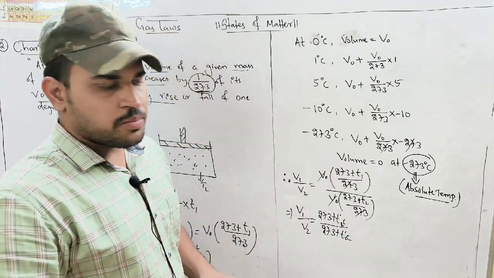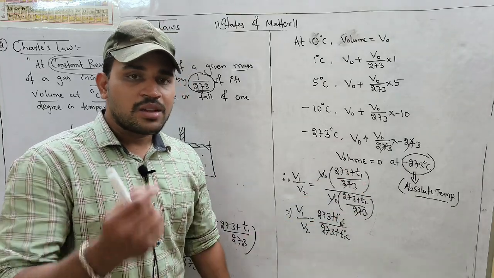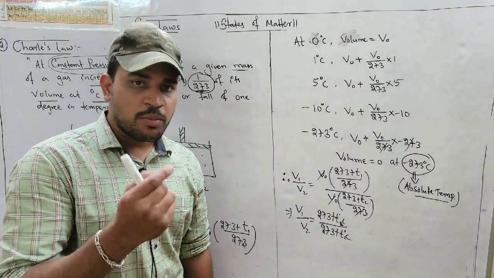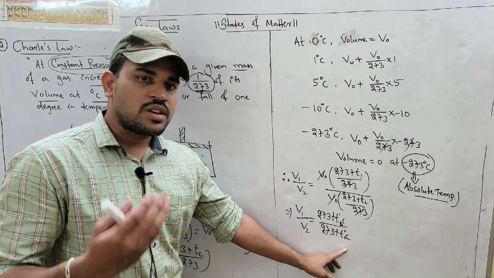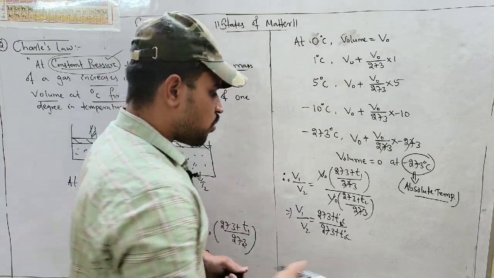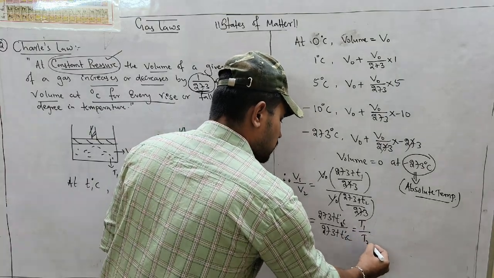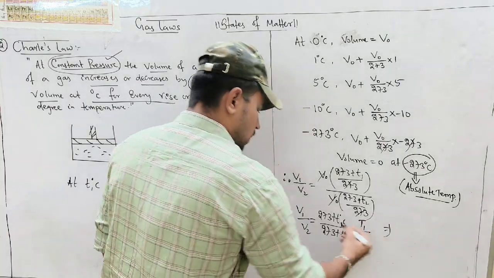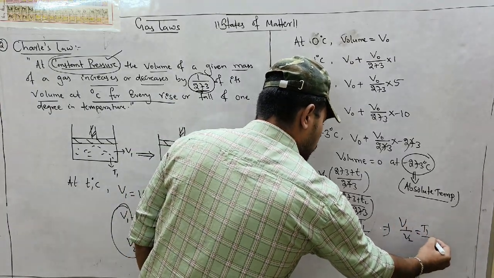We know that 273 plus the temperature in degrees centigrade is called the temperature in Kelvin. Similarly, 273 plus T2 means the temperature in Kelvin. So it can be written as capital T1 by capital T2. Finally, V1 by V2 is equal to T1 by T2.